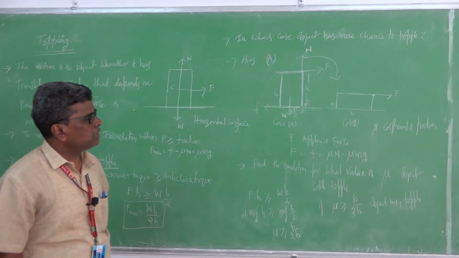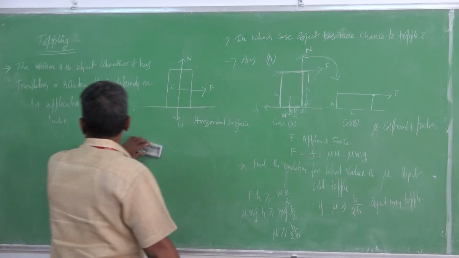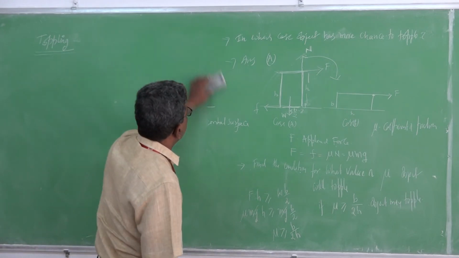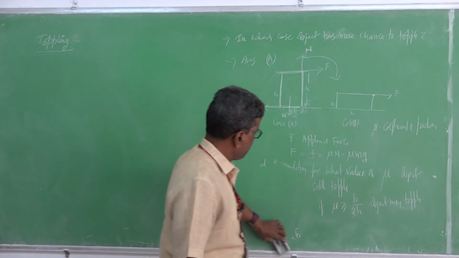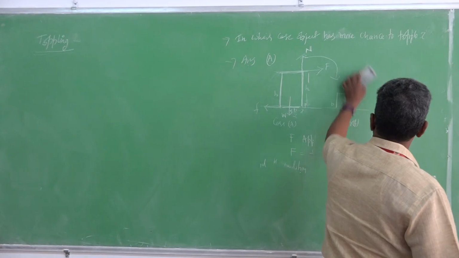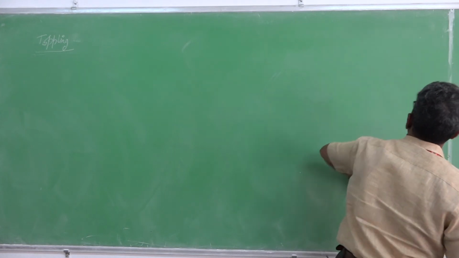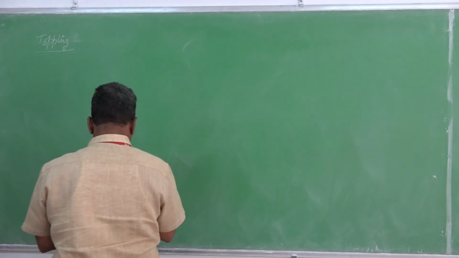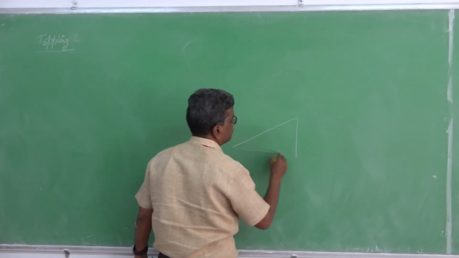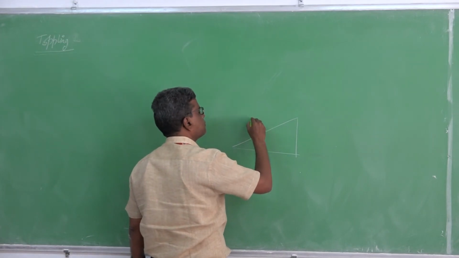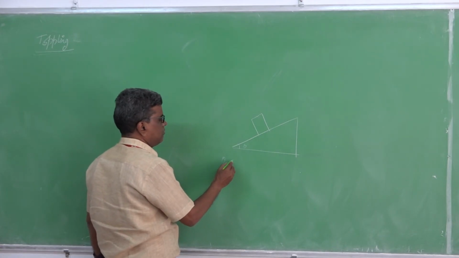Okay, this is for a horizontal surface. Suppose the same object is placed on an inclined plane. Let theta be the angle of inclination.